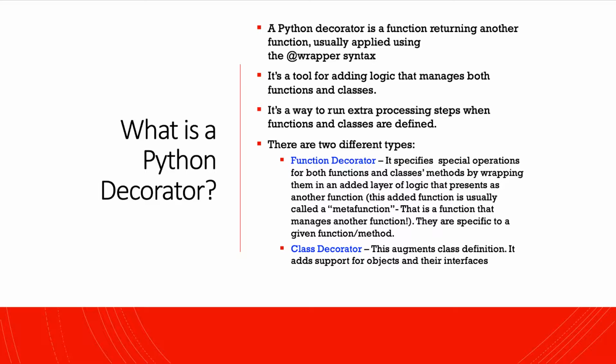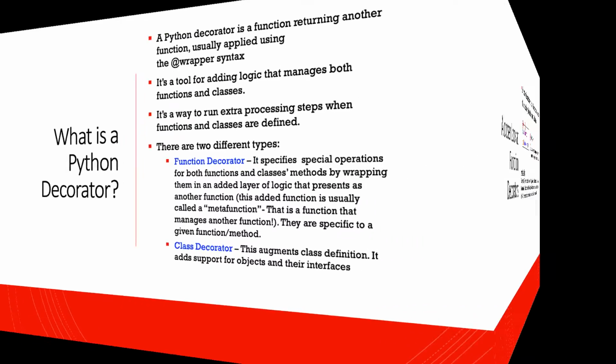There are two different types, the function decorator and the class decorator. The function decorator specifies special operations for both functions and class methods by wrapping them in an added layer of logic that presents another function. This added functionality is usually called a meta function. This is a function that manages another function. They are specific to a given function or method. Class decorators augment class definitions. It adds support for objects and their interfaces.